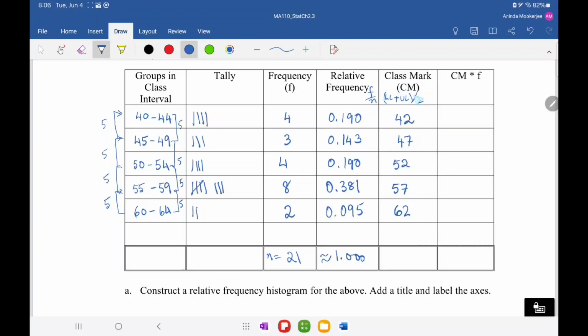Why do we need the midpoints of the interval? Why do we need a class mark? The main reason is if we have to calculate the average from a frequency table arranged in class intervals, then we are going to need the class mark, the midpoint of each interval, and multiply these by f, the frequency values, and then we are going to add it up and then divide by 21.